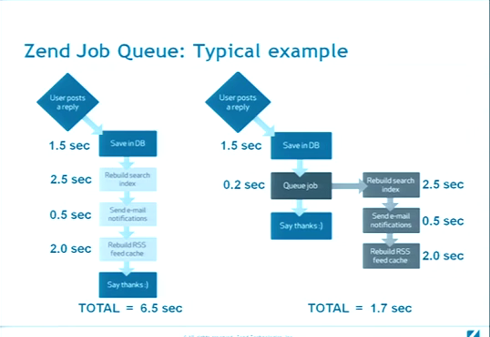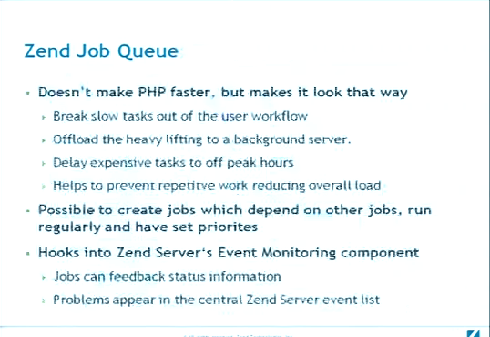So a job queue can be very useful, depending on your website, of course. It really depends if you have such a sluggish component that you can break out. But in essence, it can be very, very useful. The other good thing about the job queue is that you have hooks into event monitoring. So if something is going wrong with your jobs, you'll find out about it very quickly. You can have Zend Server send you an email. If someone is looking through the event list, they'll see it very quickly. And it's just much more convenient than using background jobs.